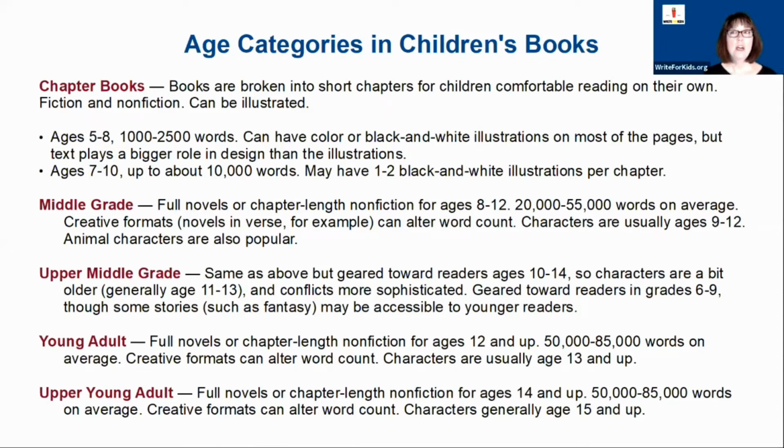And within the chapter book category, you really have 2 age groups. You've got 5 to 8, which are stories up to about 2,500 words, and those can have either color or black and white illustrations. There might be one small illustration per page with a couple paragraphs of text or 1 paragraph of text. And then we've got ages 7 to 10, which is up to about 10,000 words, and those usually have 1 or 2 black and white illustrations per chapter.